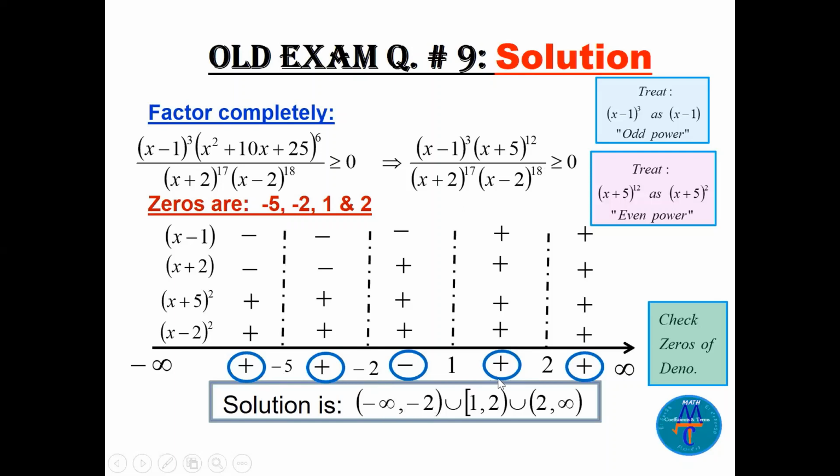And there is another plus here, 1 to 2 open, union 2 to infinity. If I put 2 in the denominator here, 2 minus 2 is 0. So I cannot accept it. So that's why we have to make it open at 2. That's the final answer now.